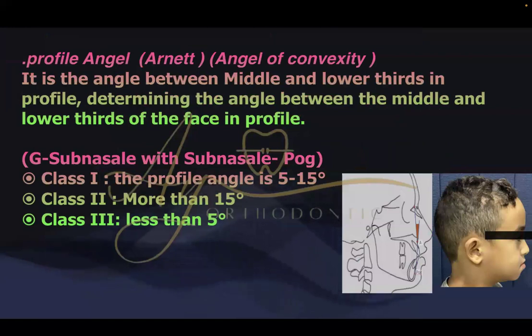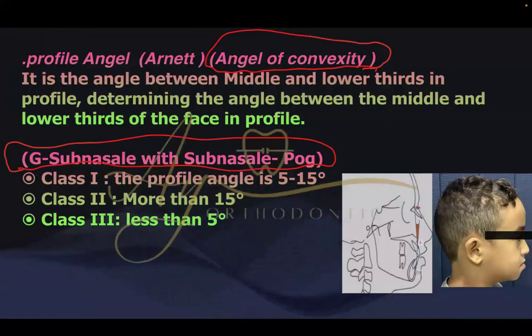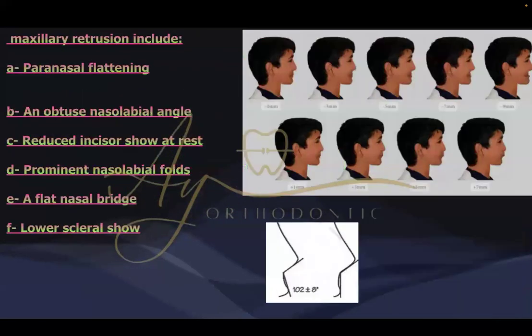And once more, you need to memorize the definition of the angle of convexity, because this is the second time you failed to give me the answer. And also you need to memorize where it starts and where it ends: from glabella, subnasal, subnasal, pogonion. And class 1, when the profile is from 5 to 15, class 2 more than 15, and class 3 is less than 5, okay?